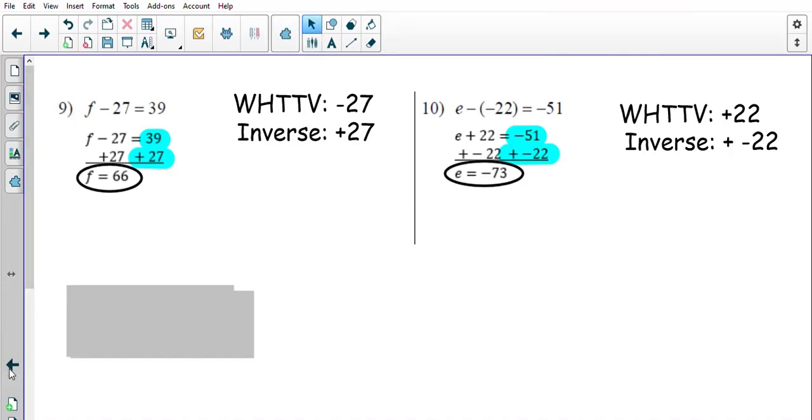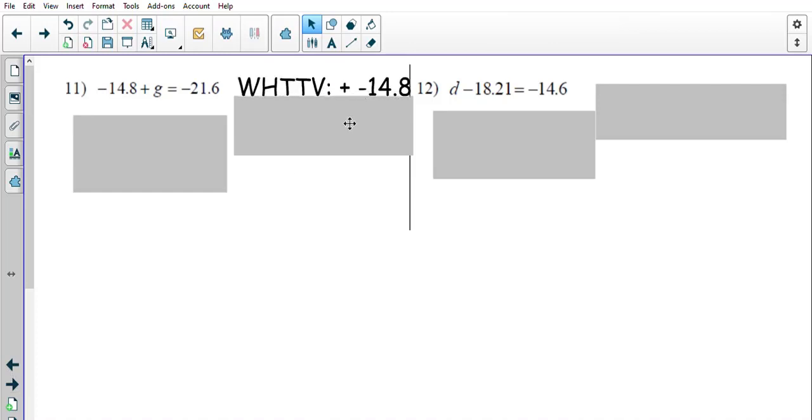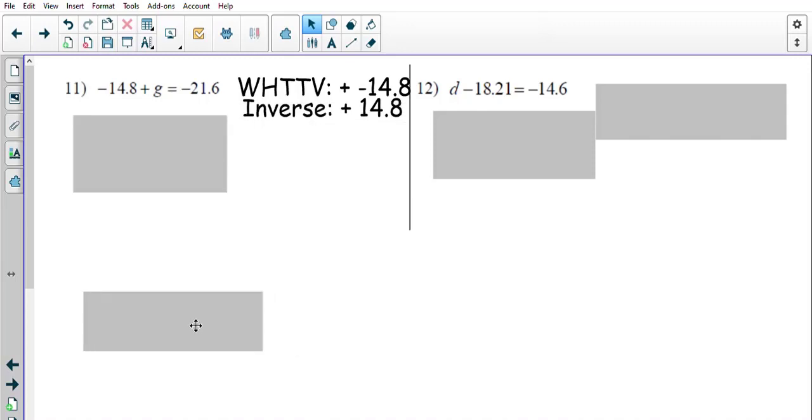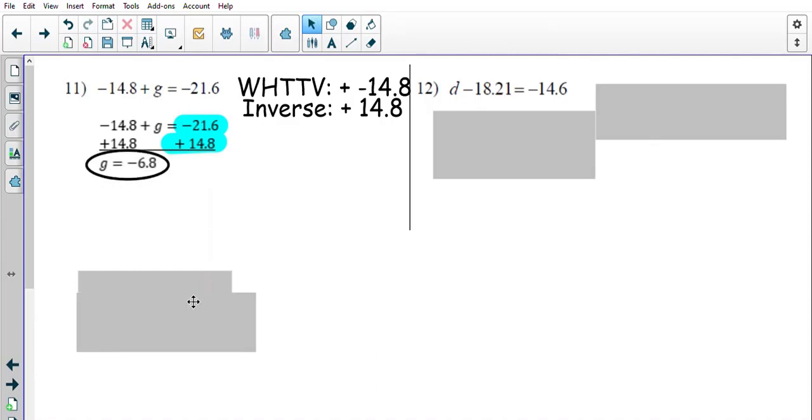All right, next two questions. Number 11, we have negative 14.8 plus g equals negative 21.6. What's happening to the variable is we're adding negative 14.8. The inverse of that is to add a positive 14.8. So we'll show that on both sides. Again, it's going to cancel out on the left-hand side where the g is. In your calculators, you're going to do negative 21.6 plus 14.8. So again, negative 21.6 plus 14.8. And our solution will be g equals negative 6.8.